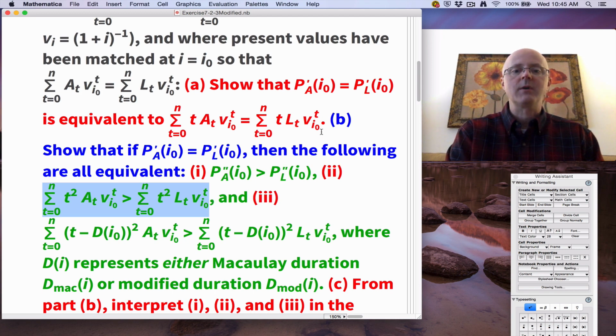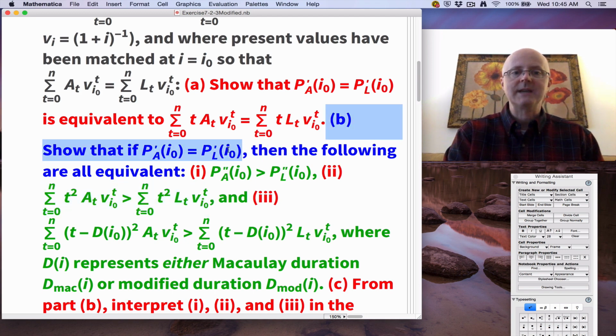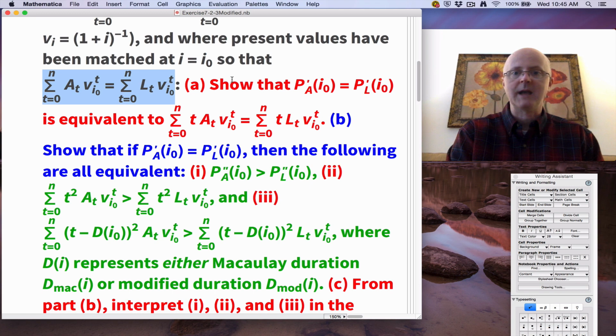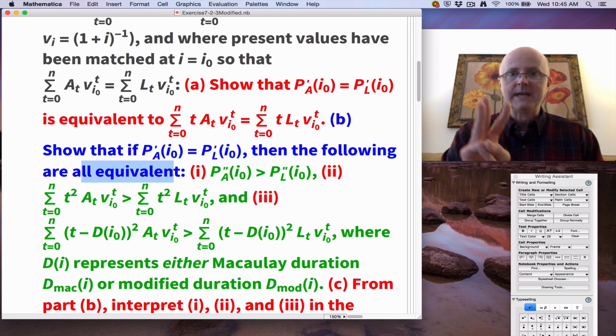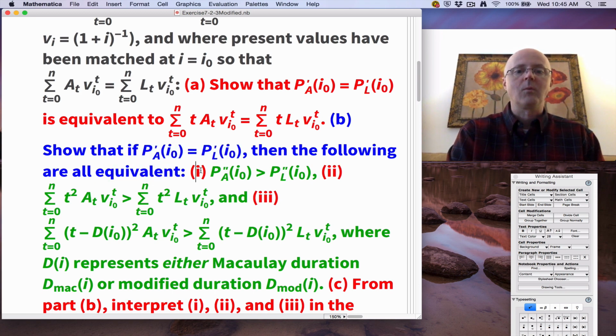Part B, we are showing that, once again, in the condition where present values have been matched, if we also assume the derivatives, the first derivatives, are equal, then the following are all equivalent. 3 conditions here. 1, 2, and 3.